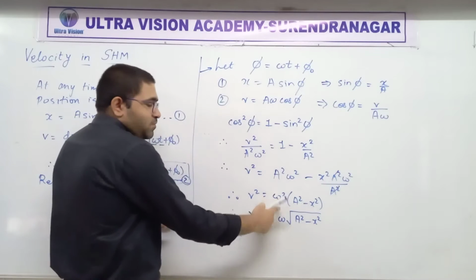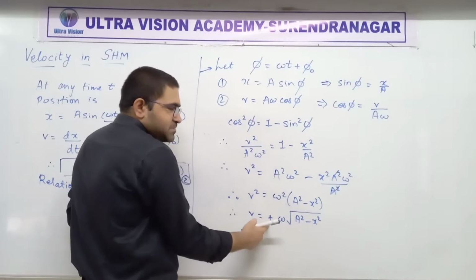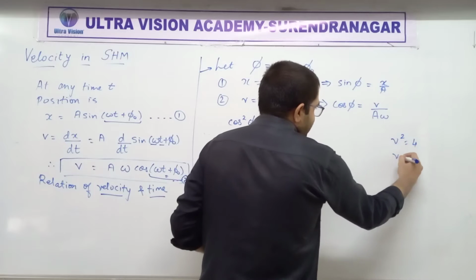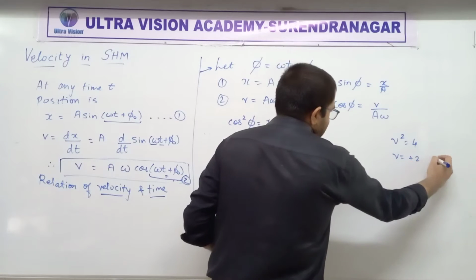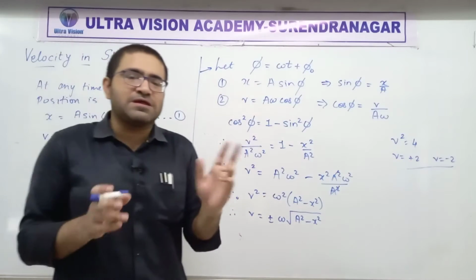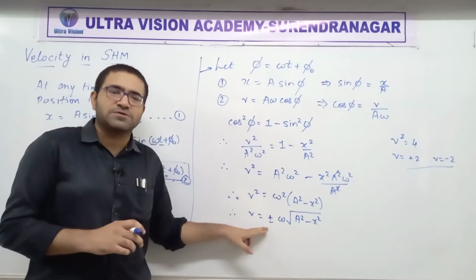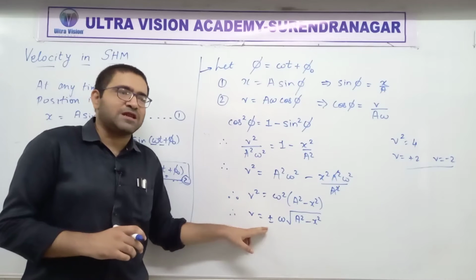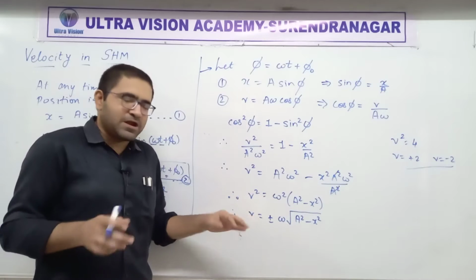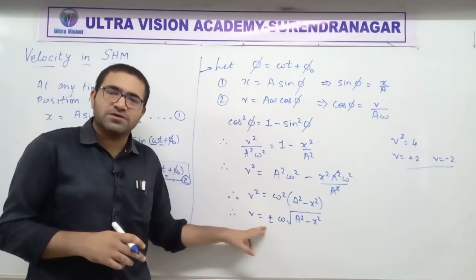See, square root of omega square is omega, and square root of this whole bracket is here. This is plus or minus. This is basically the same as saying if v square is 4, then v could be plus 2 or v could be minus 2, because velocity can either be right side or left side. So that is what the plus and minus is indicating. Did you understand? I repeat, velocity can either be towards positive or negative side, depending on various situations.